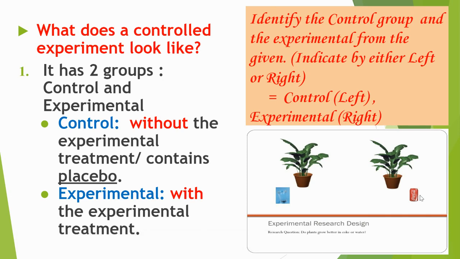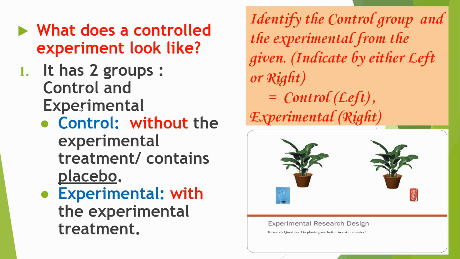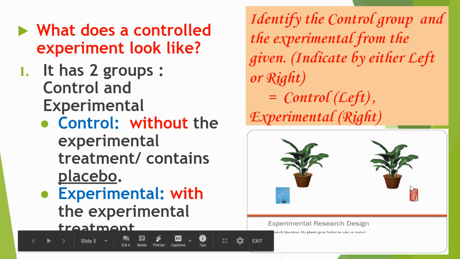So what does a controlled experiment look like? It has two groups. And we call the two groups the control group and the experimental group. Control group is without the experimental treatment. Or otherwise known, you could say it contains the placebo. So let's look at the example here. Between the two, which one is without the experimental treatment? Okay, you might ask, what is the treatment? Well, that is something that the setup is not normally supposed to receive, and that is the Coca-Cola. So the group without the experimental treatment is this, the one on the left. Therefore, this is your control group.